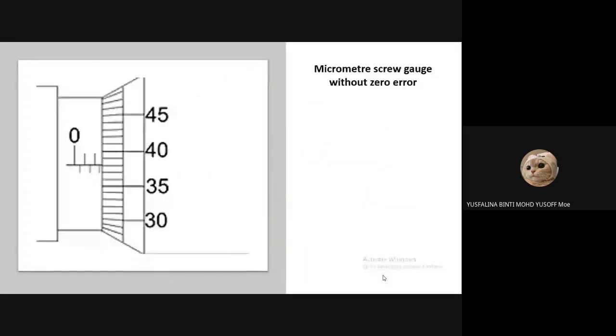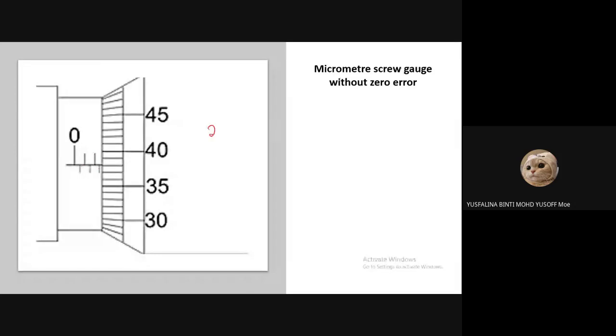Okay, so let's say for the micrometer screw gauge without zero error. This is 0.5, and then this one is 35, 36, 37, 38. So 2.5 plus 0.38, you get 2.88.